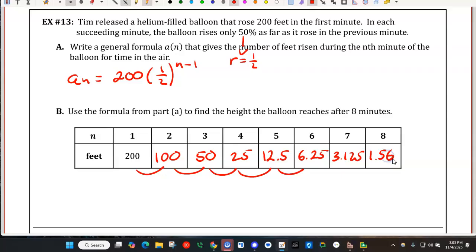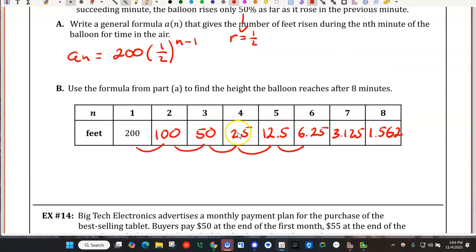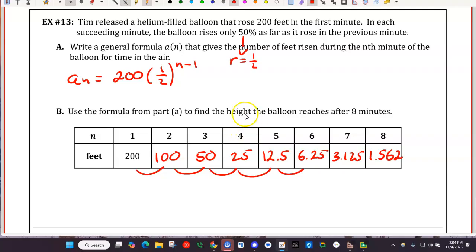Okay. There we go. So here we go. There's the height of the balloon it reaches after 8 minutes. Okay, so what is the height of the balloon after 8 minutes, according to this?